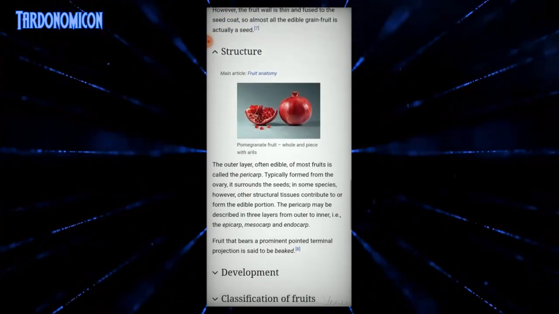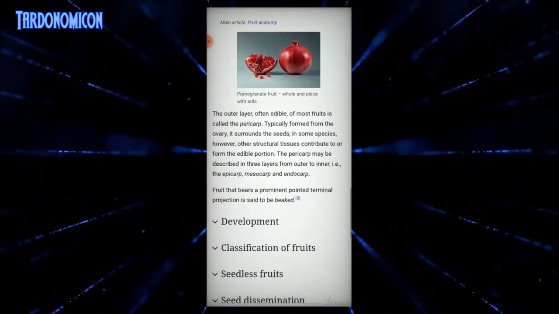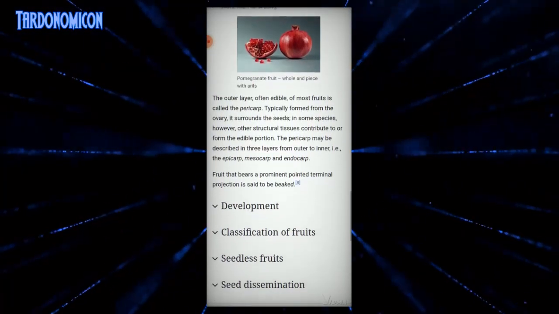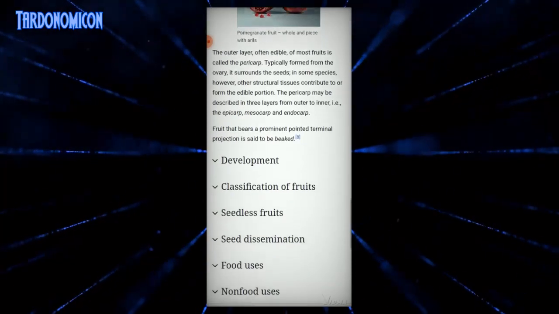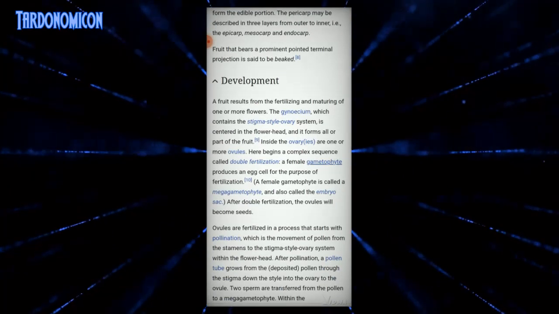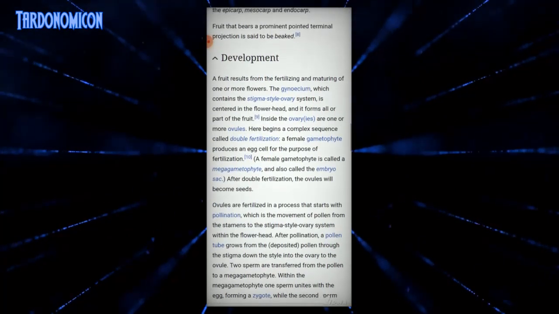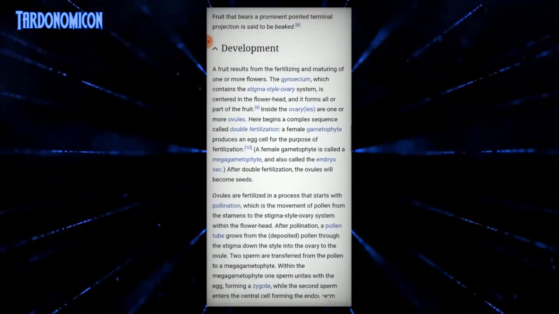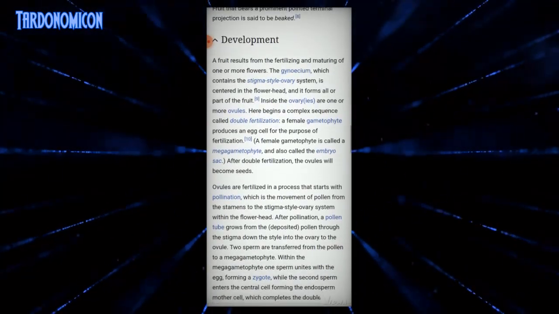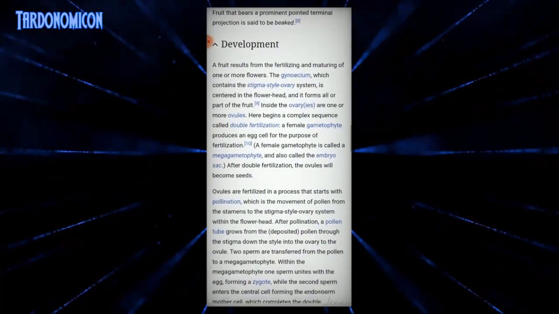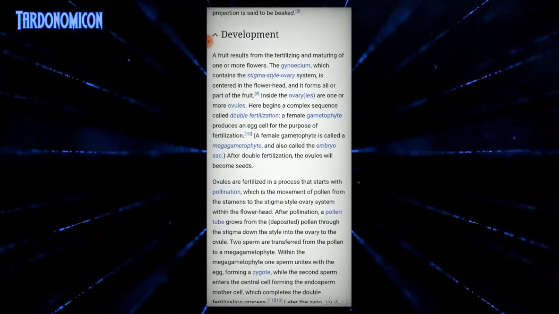Structure. The outer layer, often edible, of most fruits is called the pericarp. Typically formed from the ovary, it surrounds the seeds in some species. However, other structural tissues contribute to or form the edible portion. Development. A fruit results from the fertilizing and maturing of one or more flowers, the gynoecium, which contains the stigma slash style ovary system, is centered in the flower head, and it forms all or part of the fruit. Inside the ovary slash ovaries are one or more ovules. That's the seeds, of course.